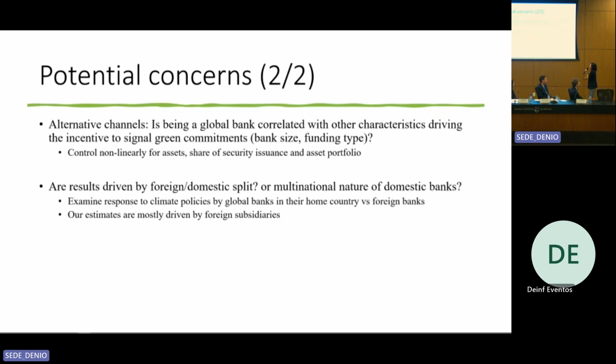We also rule out that our results are coming not from global banks, but from banks that are very big. It might be that being a global bank is correlated with other characteristics that may drive banks to signal their green commitments. For instance, the global banks are much bigger, the funding type of these banks is different. So we actually control non-linearly for many things, for their types of assets, the share of security issuance and asset portfolio, and our results remain robust.